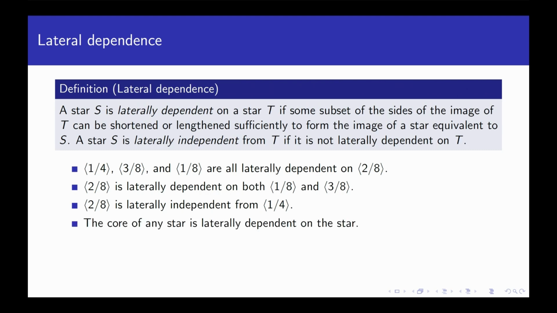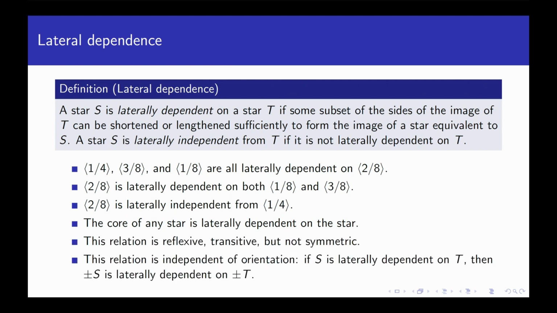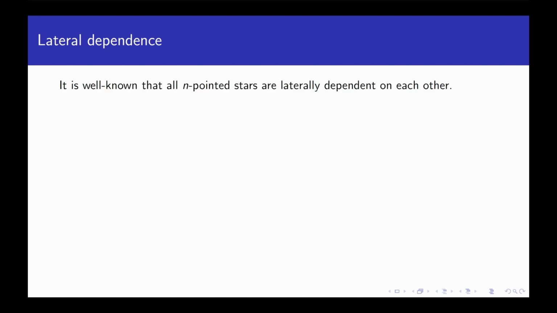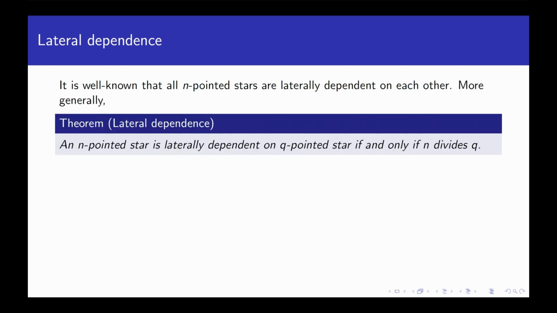So some observations, also the core of any star is going to be laterally dependent on the stars that it builds. This relationship is reflexive, it's transitive, it's not symmetric, and it's independent of orientations. All right, so those are the historic trends right here. I guess maybe the one theorem that I can say about this too that's relatively easy to prove is that an n-pointed star is laterally dependent on a q-pointed star if n divides q. So there is this nice piece of basic arithmetic that connects the geometry of these two things together.